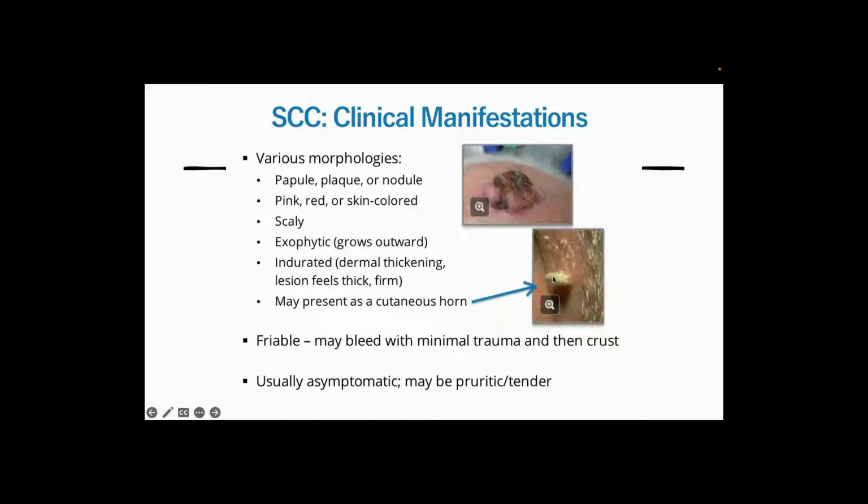You can see this keratotic horn right here that's been growing outward. And they feel pretty thick when you touch them. They're usually not soft and boggy. They usually feel pretty firm. And then they're generally very friable, meaning that they bleed with minimal trauma and then they crust over. Usually asymptomatic, but they can be itchy or tender. So definitely any lesion that's raised, growing outward, scaly, is something to get checked out for sure.